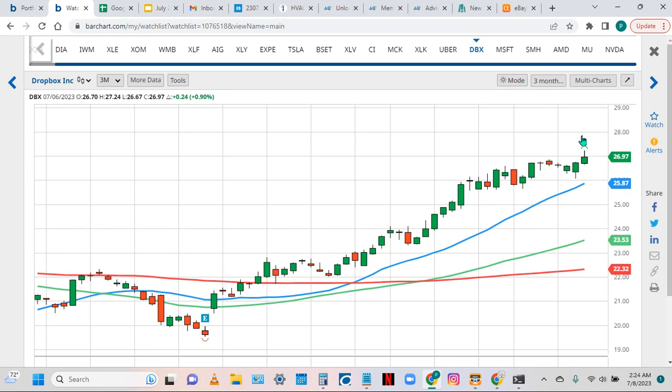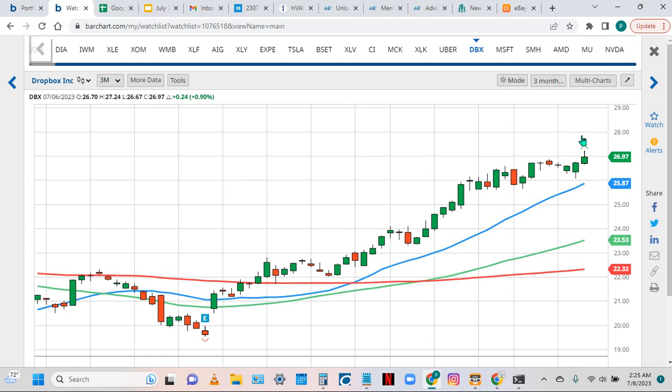Dropbox is showing relative strength to the sector and the market. I would consider a buy in Dropbox at this time, as long as we saw prices continue to move up this week. That looks really good. That actually closed above everything this week, even though it put in a topping tail in the green bar. So Dropbox is showing some relative strength.